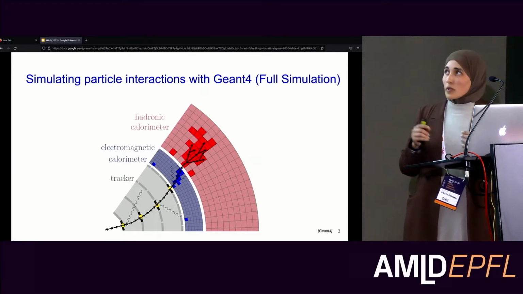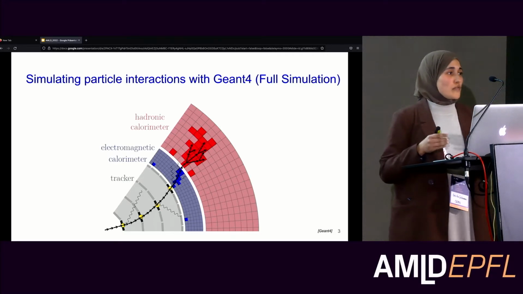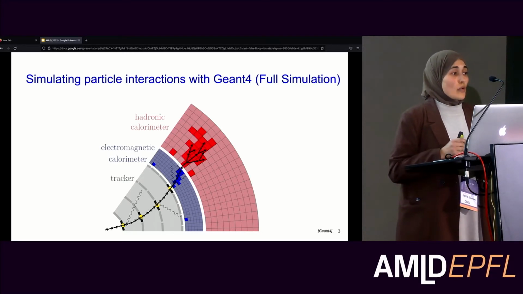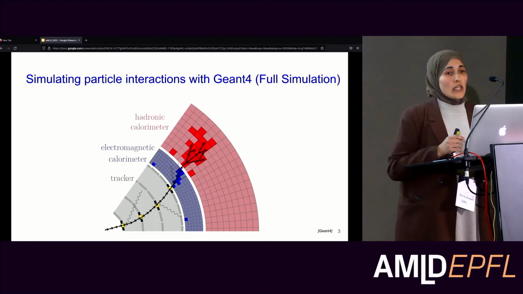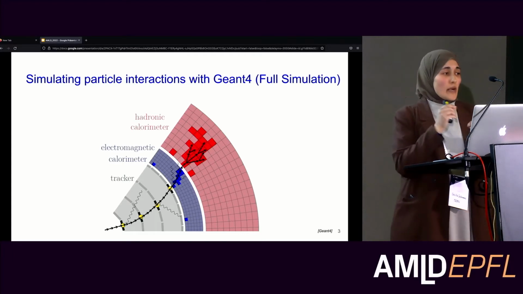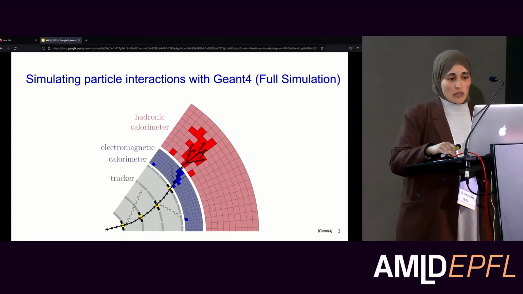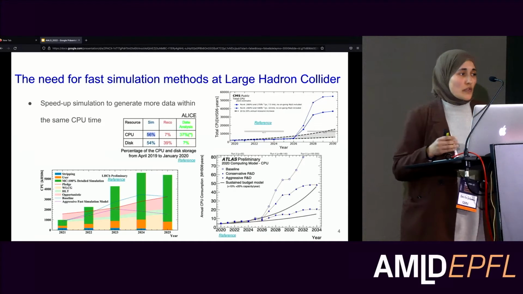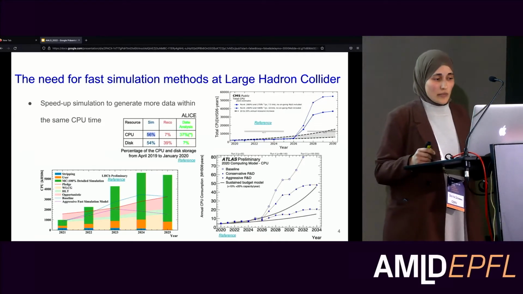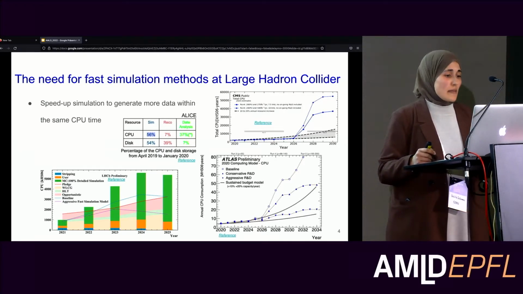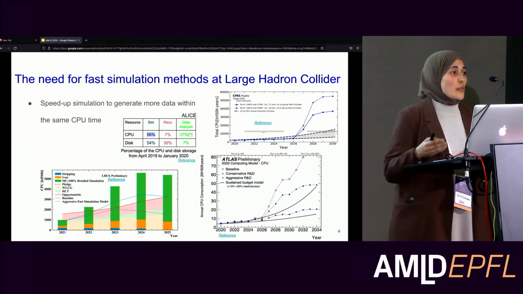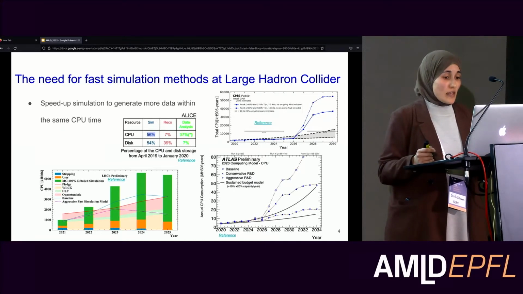So this simulation is called full or detailed because it really models the step-by-step interactions. And you can imagine that this is a slow process. So this is why there is a need for fast simulation approaches in order to speed up the simulation to generate more data within the same CPU time.